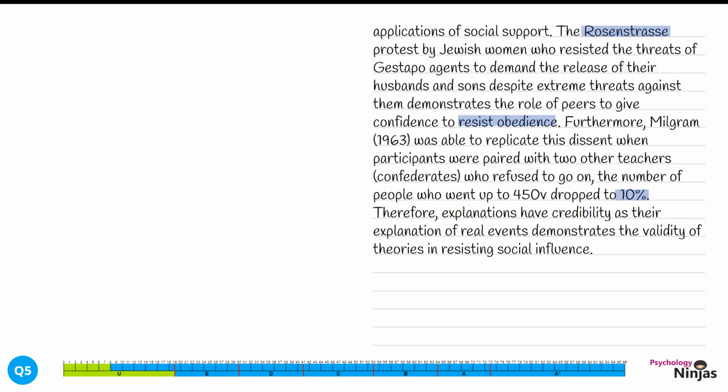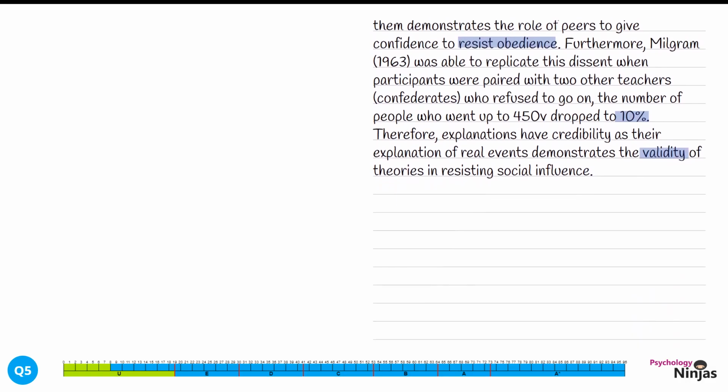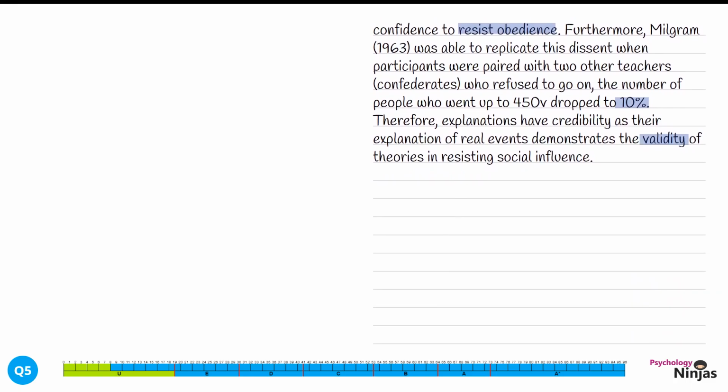Therefore, explanations have credibility as their explanation of real events demonstrates the validity of theories in resisting social influence. It's really important when we talk about real-world examples that we say that this means the explanations themselves are valid or accurate. We're going to bring this all together in our final conclusion.